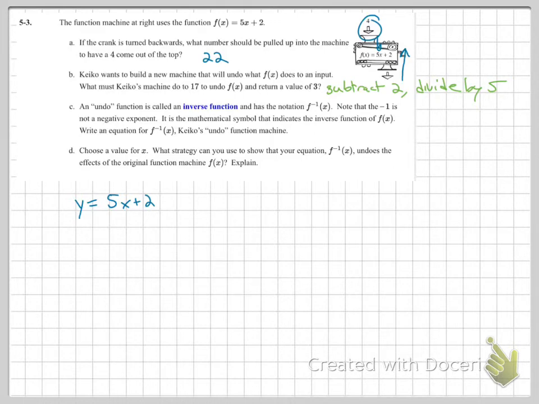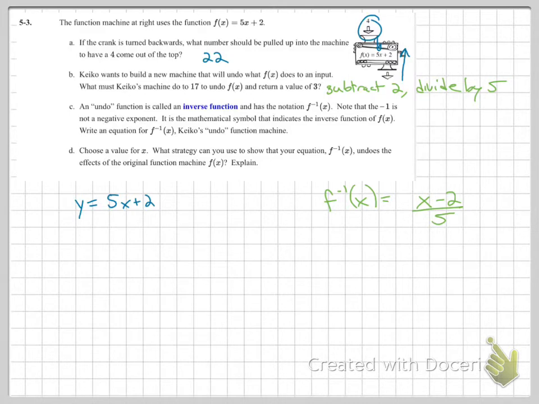To undo f inverse of x, it needs to take your number and subtract 2 from it, and then divide the whole thing by 5. Choose a value of x. What strategy can you use to show your equation f inverse of x undoes the effects of the original? Explain.